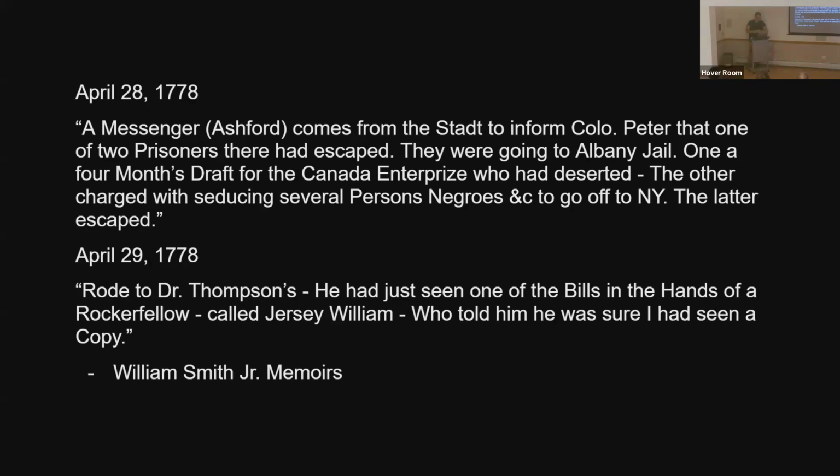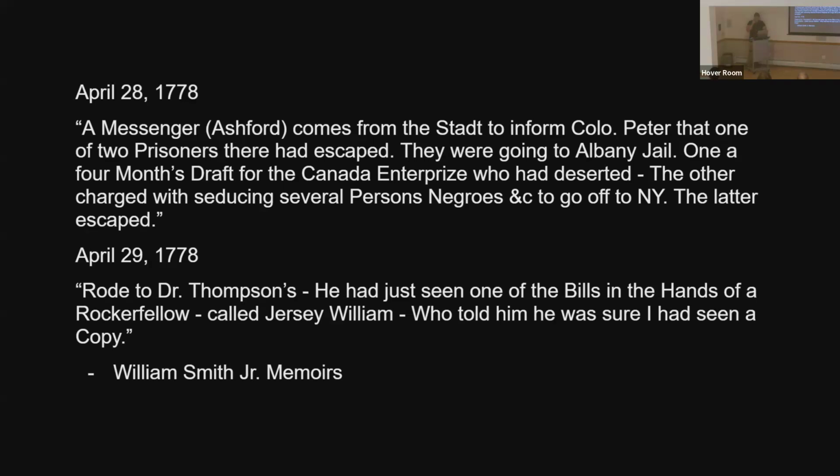They were going to the Albany jail. One, a 4 months draft for the Canada enterprise, who had deserted. The other charged with seducing several persons, Negroes, etc., to go off to New York. The latter escaped. So it's a man under arrest in the Stat who escaped, and he had persuaded several people, including enslaved people, to escape and go down to New York City behind enemy lines.